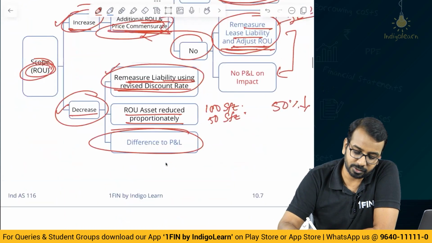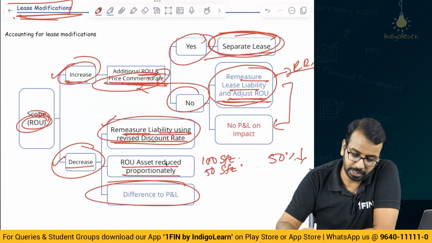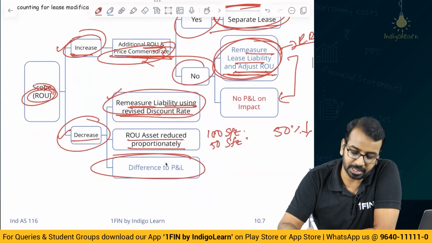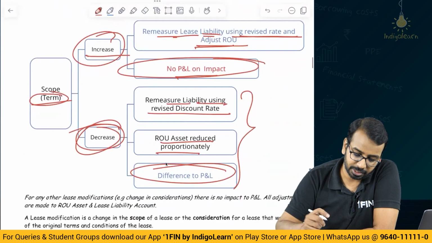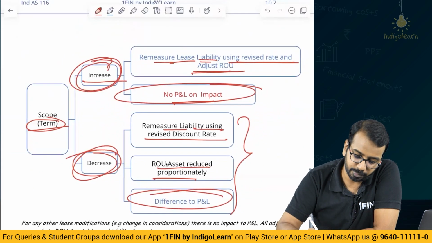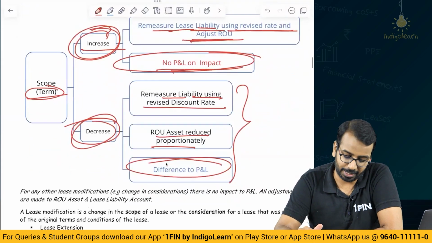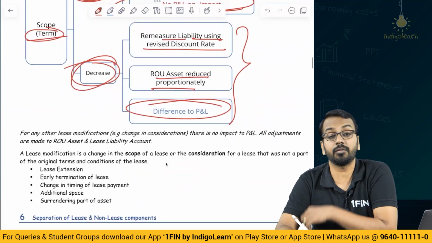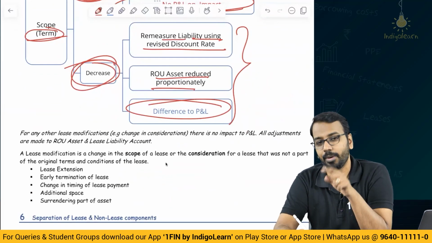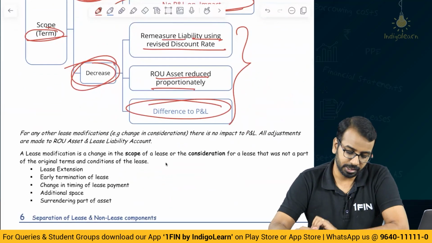Okay. Increase in scope, if it is commensurate, new lease. If it is not commensurate, remeasure the lease liability and adjust the right of use asset. Here also, if it is an increase in term, remeasure the lease liability and adjust the right of use asset, no P&L impact. There is one question where there is a mix of changes in term and changes in scope. Definitely have a look at that question before the examination.